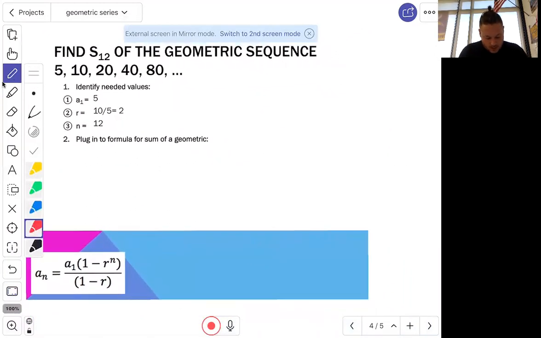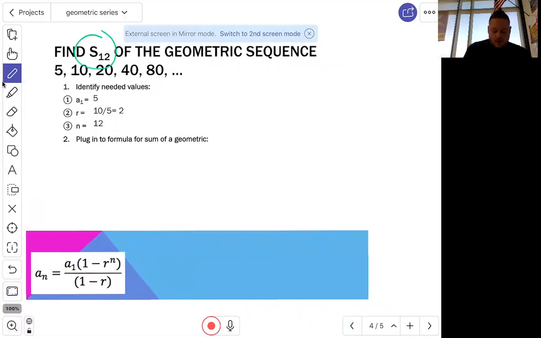So I would like to find the sum of the first 12 terms of this geometric sequence. My formula is right down here, so I'm just going to start plugging stuff in. I know I'm finding the sum of the first 12 terms. That's why this n here is going to be a 12.